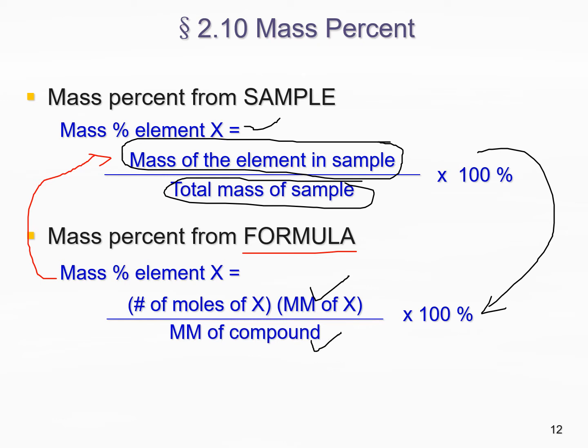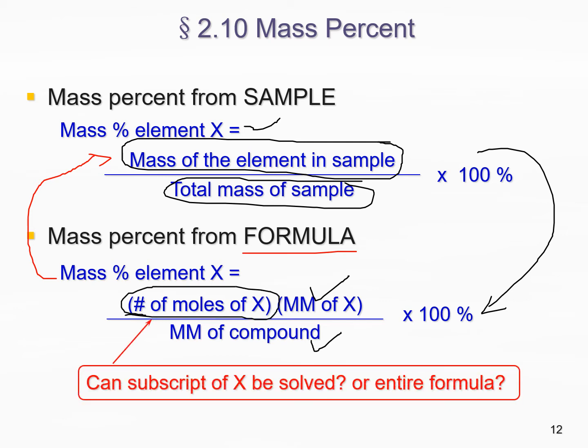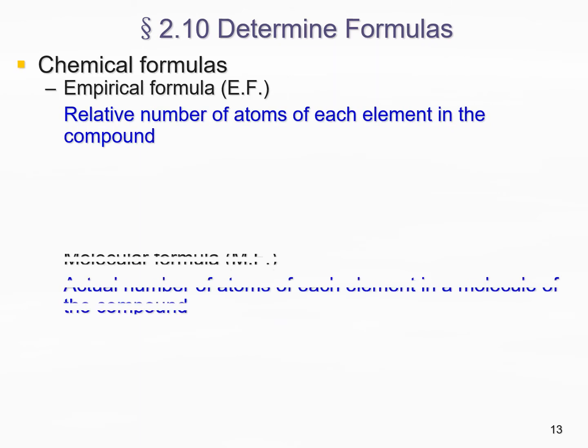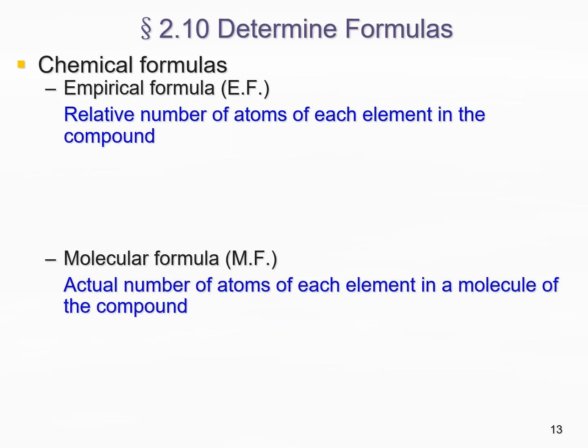All right, speaking of formula, here is the subscript. So, can we solve for the subscript of this element? If we can solve for the subscript of one element and another, which means if we can solve for the subscripts of all constituent elements, we should be able to know what the formula is. So with that in mind, here comes our second application.